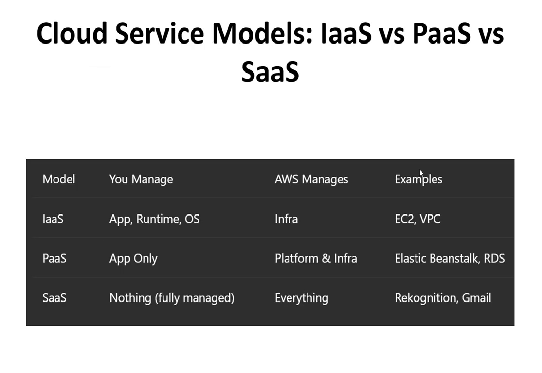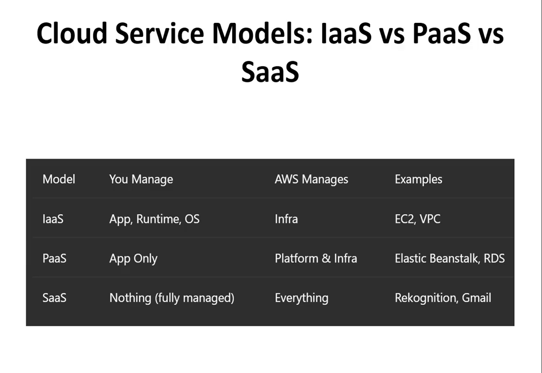The next slide is about cloud service models: IaaS, PaaS, and SaaS. These are very important to know. IaaS is infrastructure as a service. You manage the application, OS, and runtime. AWS completely handles your hardware, for example EC2 or Virtual Private Cloud. Whereas PaaS is platform as a service. You just upload your code. AWS manages the environment, for example Elastic Beanstalk or RDS. You just have to say what specifications you need and AWS entirely sets it up.